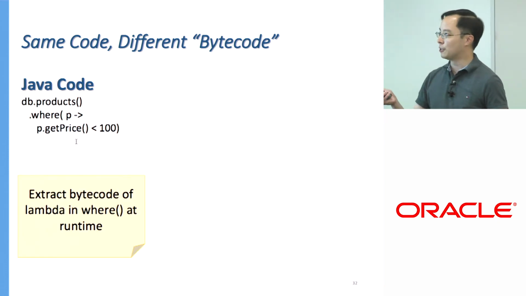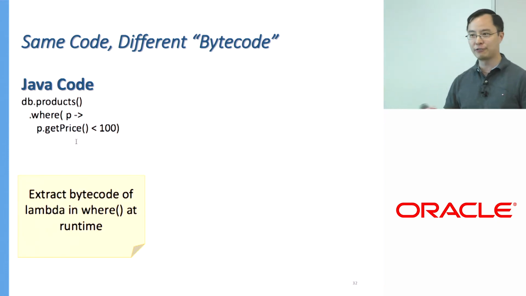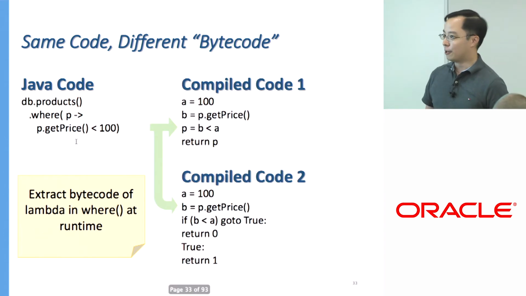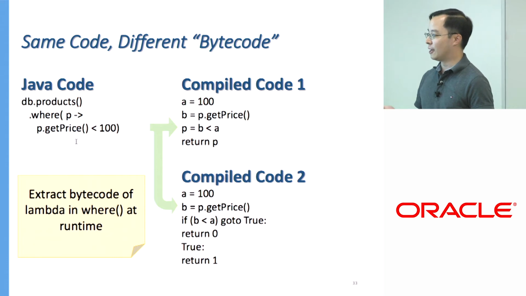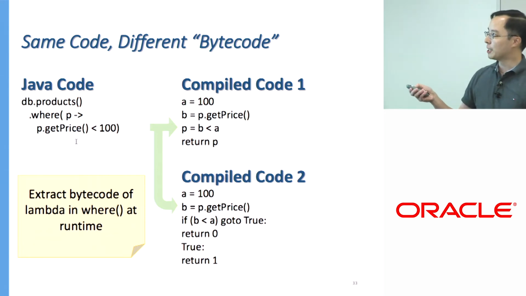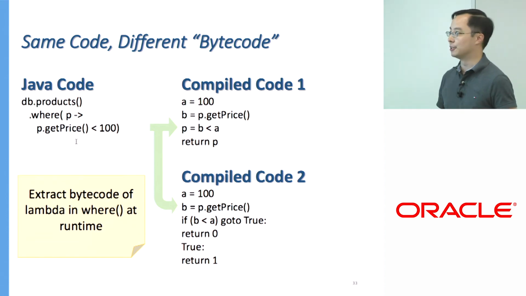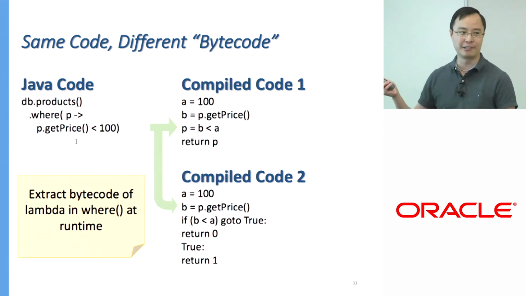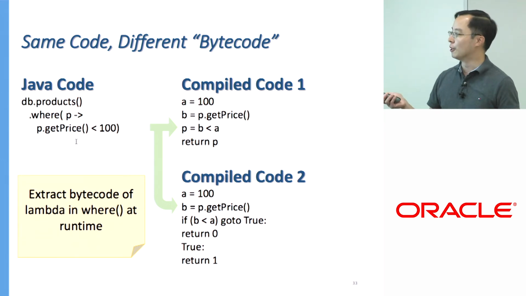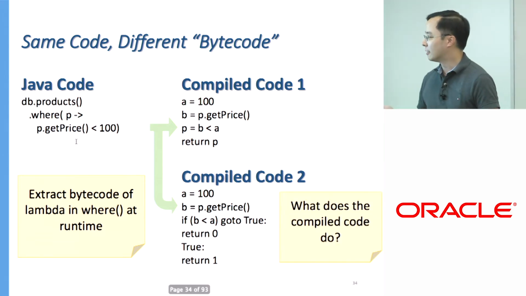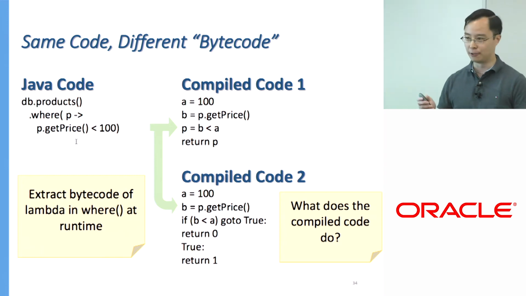Inside the where method, we get this Lambda function, and we have to figure out what this Lambda function is trying to do. We go and get the bytecode for it, and once we get the bytecode, we have to figure out what the bytecode is doing. I'm not using real bytecode here, obviously. This is just some low-level pseudocode. But different compilers might compile it in different ways, and we have to figure out what this compiled code does.